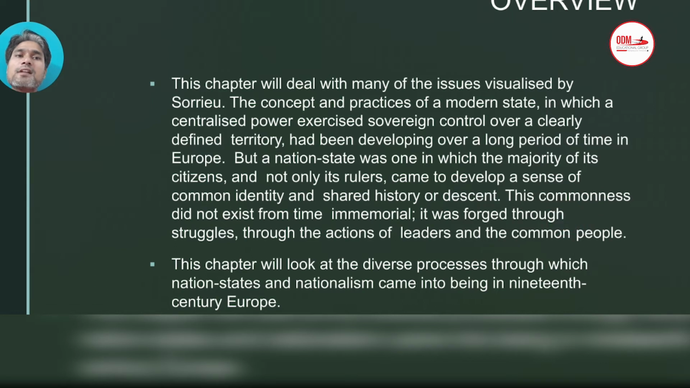So the whole idea of this chapter is to focus on nation states, how the people got new identities which were common, based on their shared history and their geographical boundaries.